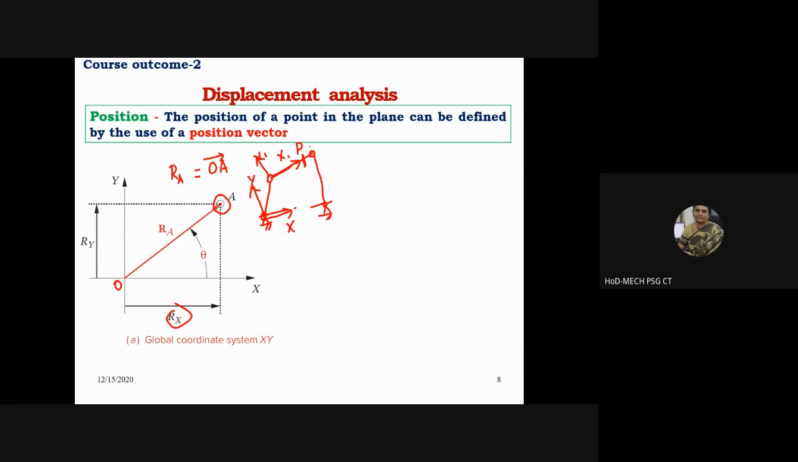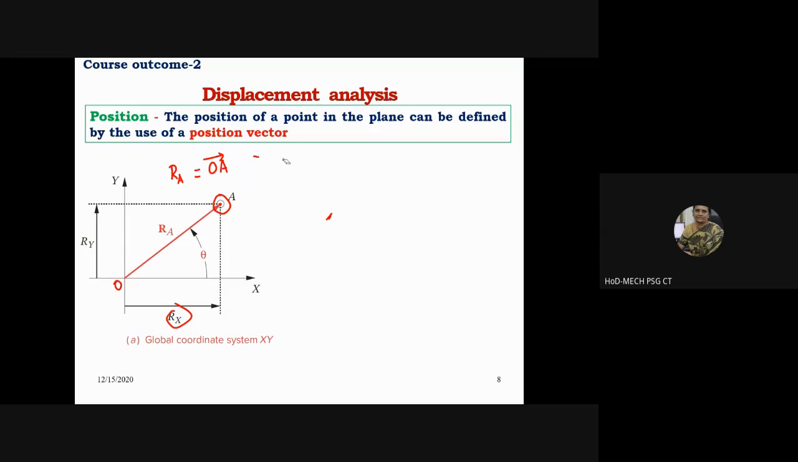So by representing the point P in the local coordinate system x1, y1, and by establishing a relationship between the local coordinate system x1, y1 and the global coordinate system XY, you can establish the global coordinates of point P. So it is very useful when it comes to analytical methods. We are just giving an introduction now. So immediately we will not be making use of all this.